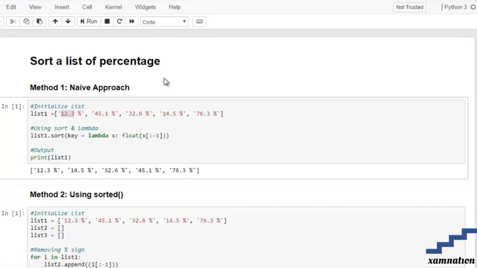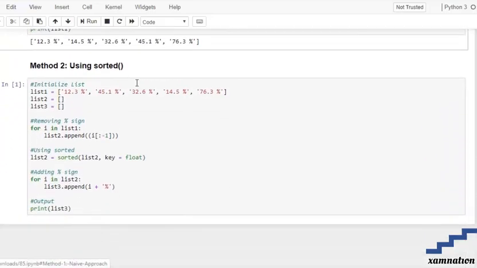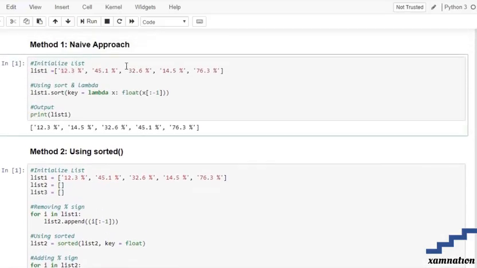Today's topic is to sort a list of percentages. There are two methods to solve such a problem. Method 1 is a basic approach, and Method 2 uses the sorted method. Let's start with the first method, the basic approach.